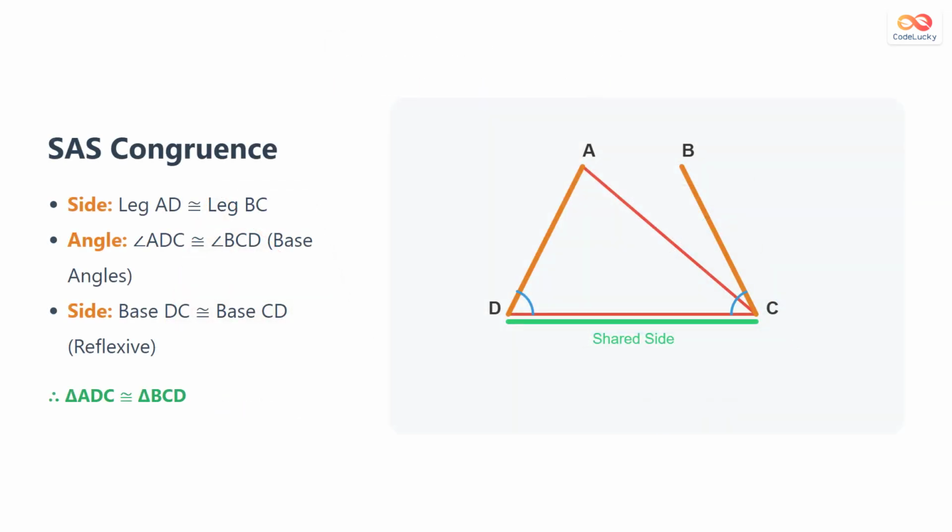We can use the side-angle-side rule. First, we know the legs are equal because it is isosceles. Second, we know the base angles are equal. And third, they both share the bottom base, DC. Therefore, by side-angle-side, the triangles are congruent, which forces the diagonals to be equal.